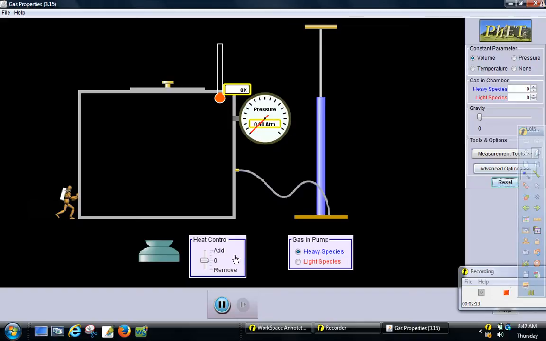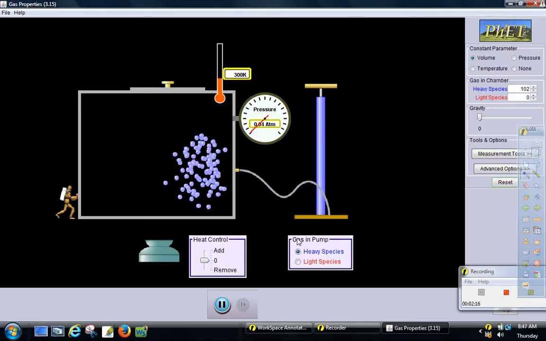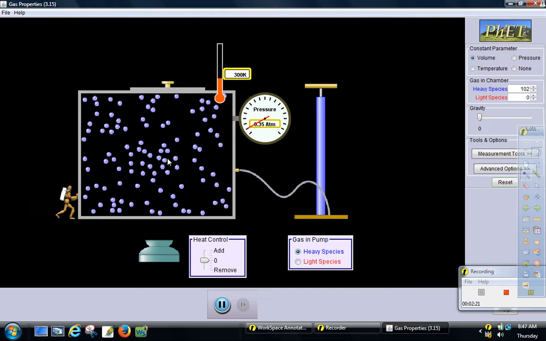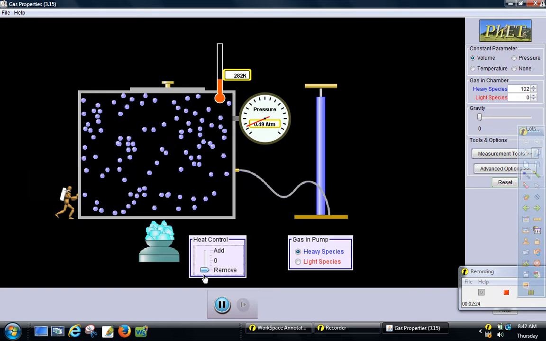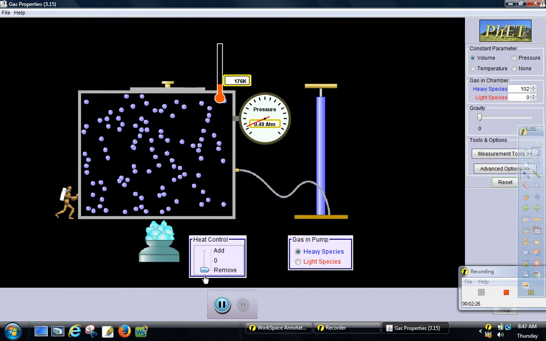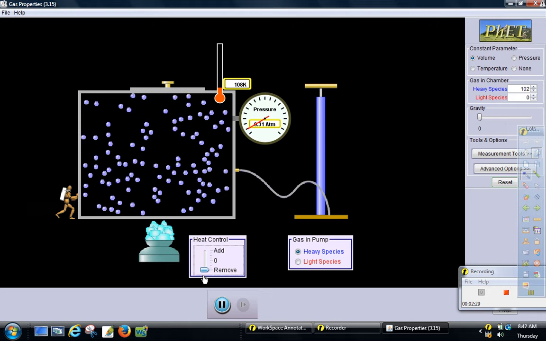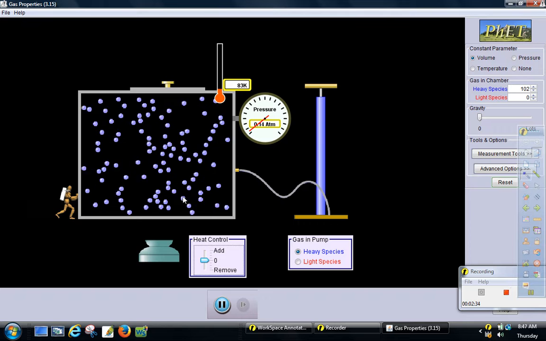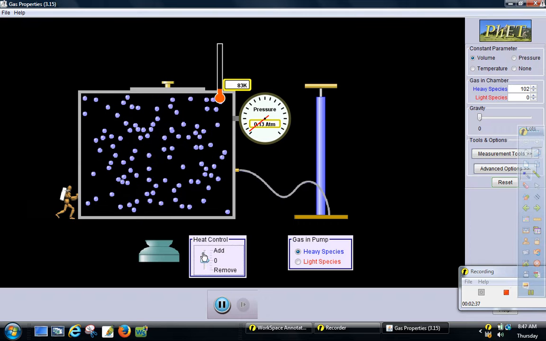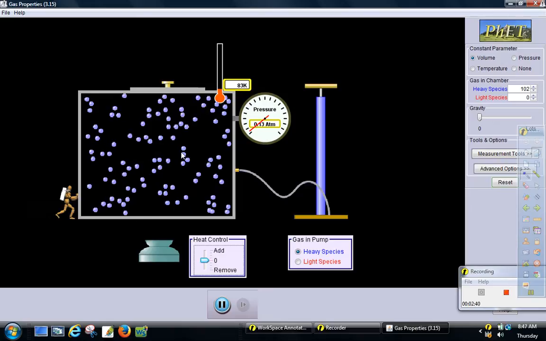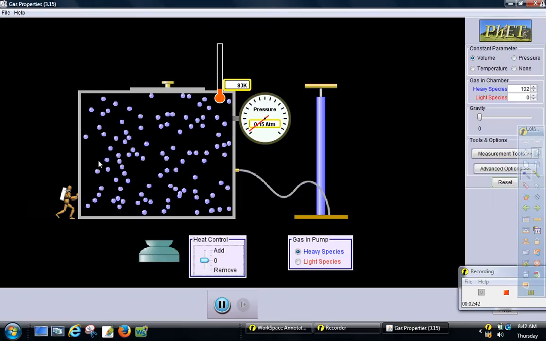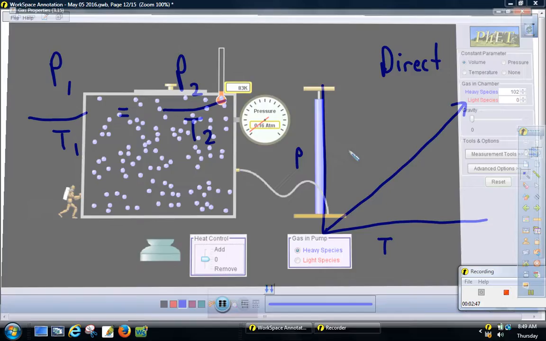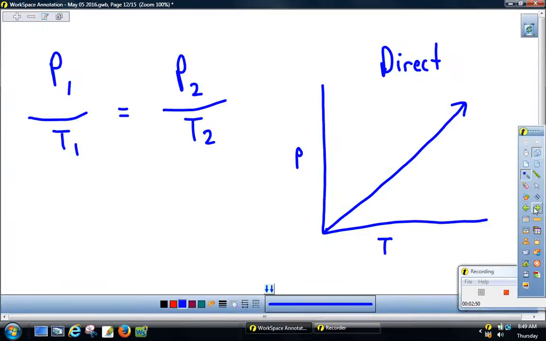So if I reset it, let me pump in some more air. And this time, once the particles stabilize a little bit, I'm going to decrease the temperature. Now notice when I decrease the temperature, look how slow they're moving. Once again, temperature is the average energy; some are moving faster than others, but overall there's a net slowing of the velocity. If they're moving slower, when they hit the side, it's not going to create as much force. Alright, so that's Gay-Lussac's Law, a direct relationship between temperature and pressure.